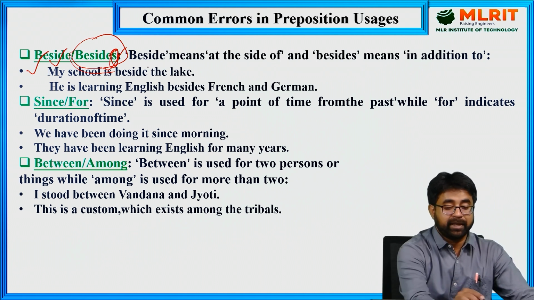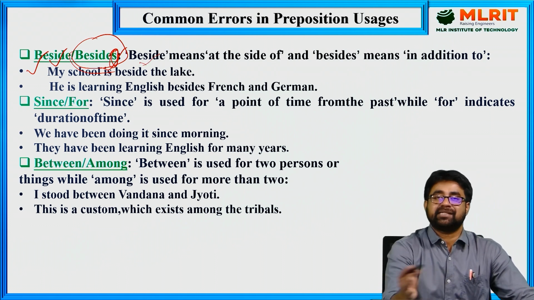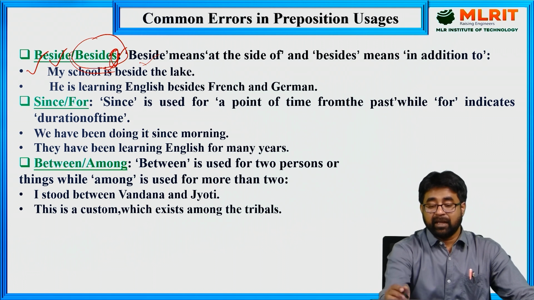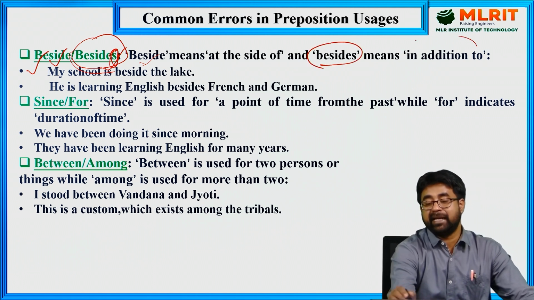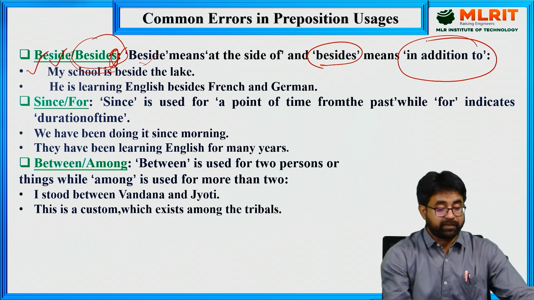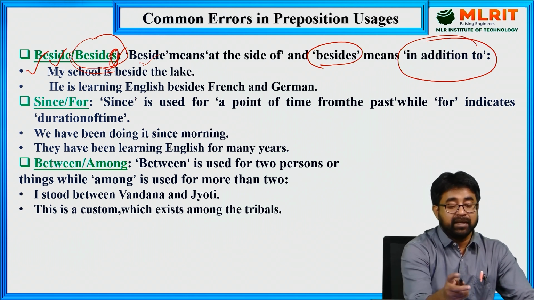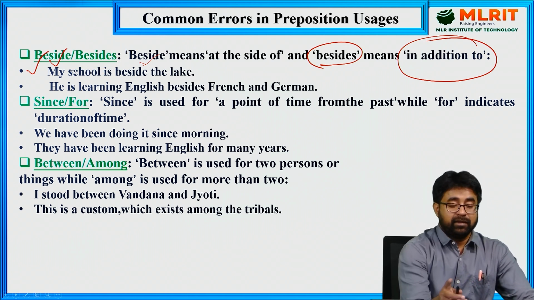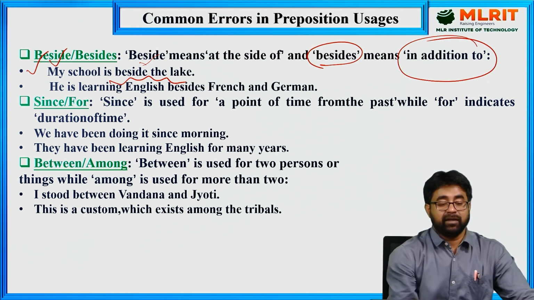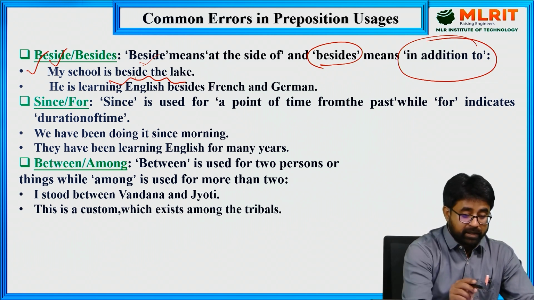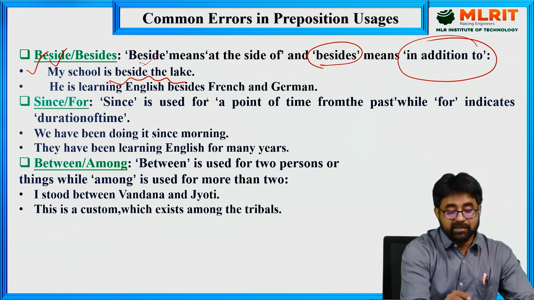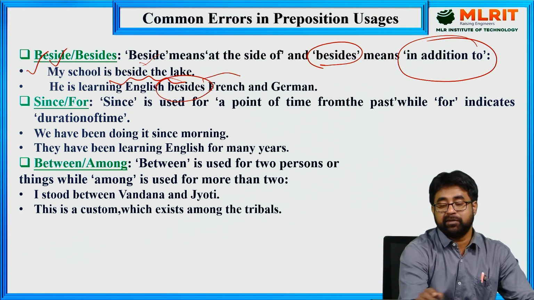You can see what the meaning of beside is. Beside means at the side of something, right? And besides means in addition to. See the difference, it's a huge difference. Example: my school is beside the lake. So I'm talking about location here. Beside means the relationship is in terms of location. But if I say he is learning English besides, besides means in addition to.